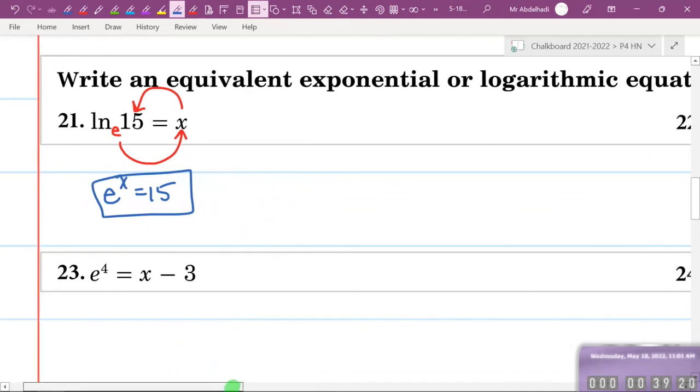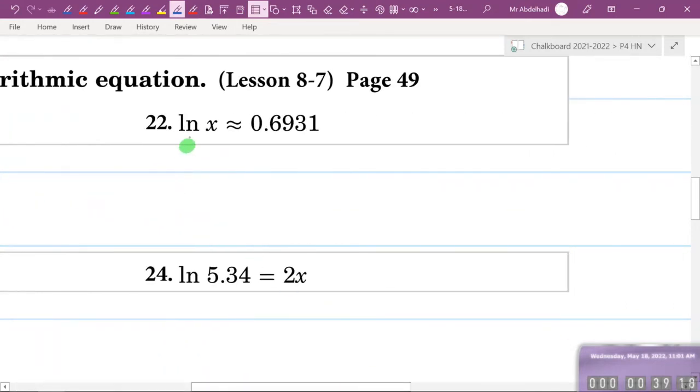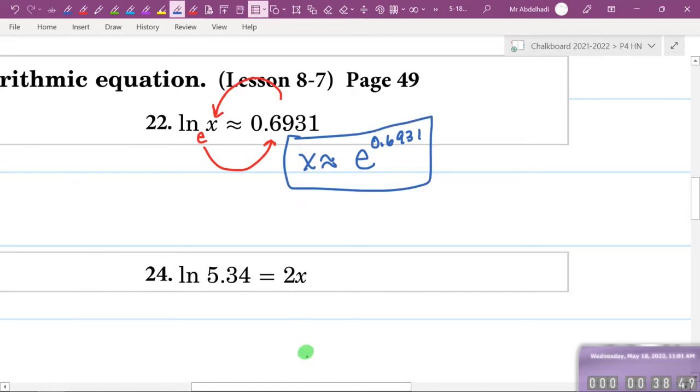Next one, 22. Once again, this is a natural log. So for a natural log, your base is e. So it's e to this power is approximately equal to that. So e to the power of 0.6931 is approximately equal to x, or x equals that, either way. All right, and that was 22.